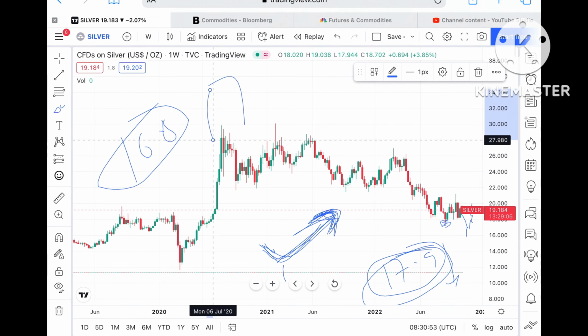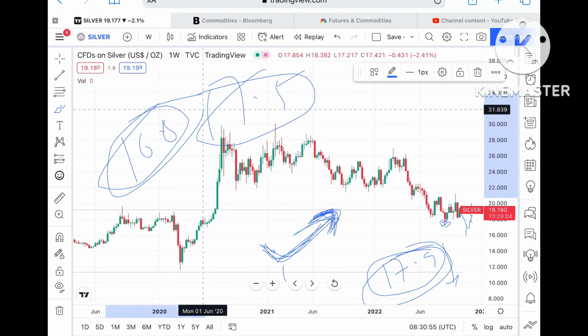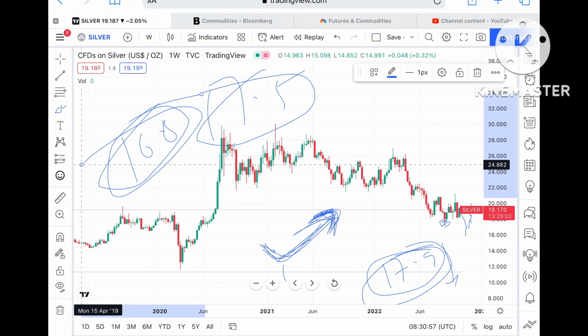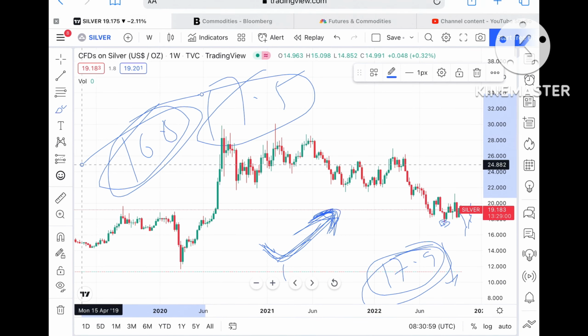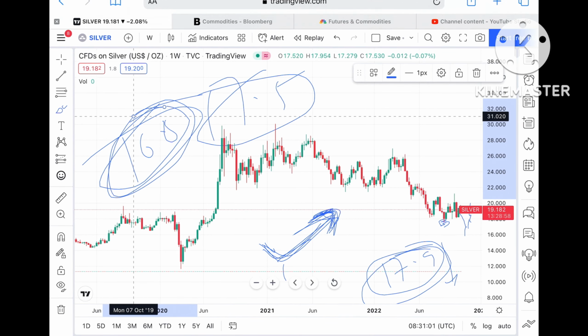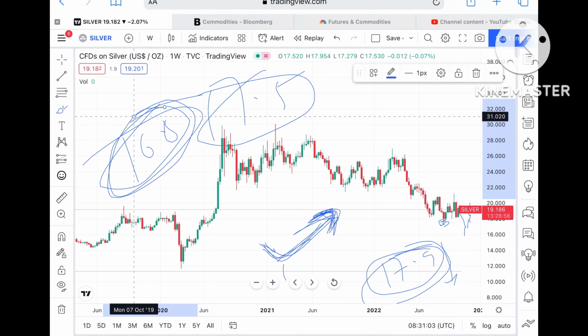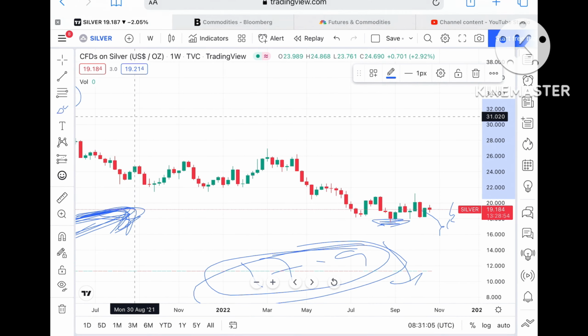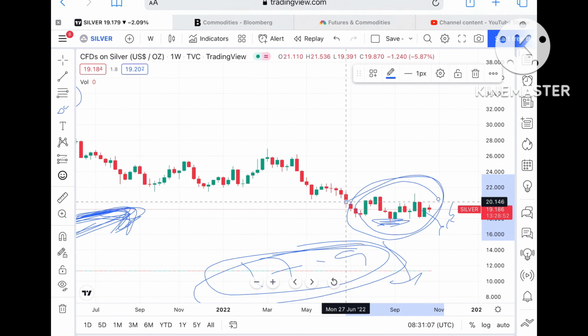If the price falls below a level of 17.5, we can see it can touch a level of 16.8. These are the few high chances that it can go towards a level of 16.8 if the price falls below a level of 17.5. Okay, and now you have to understand, once this zone breaks, then only we can see it can go further high.